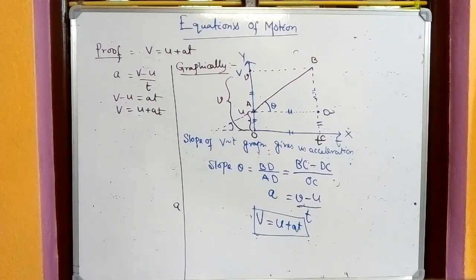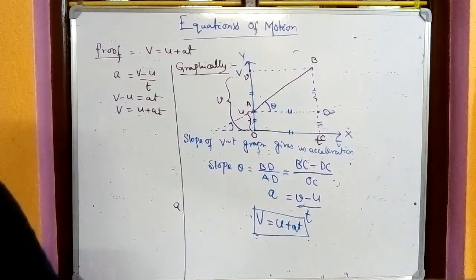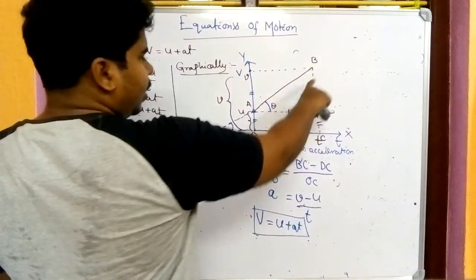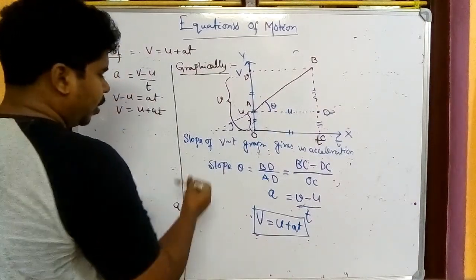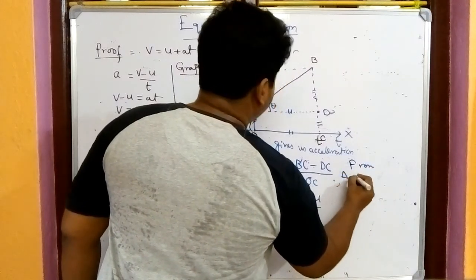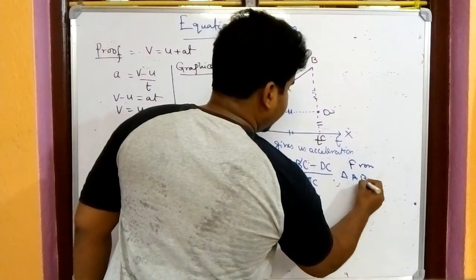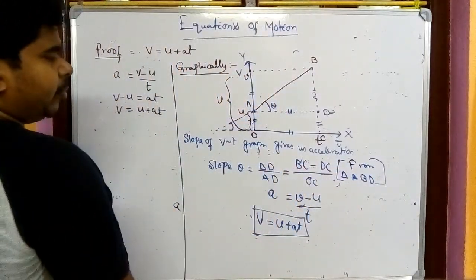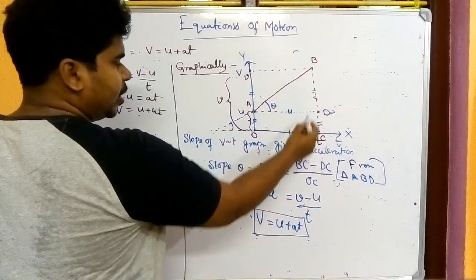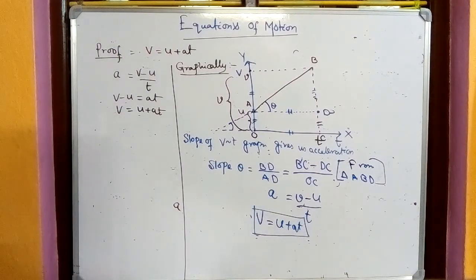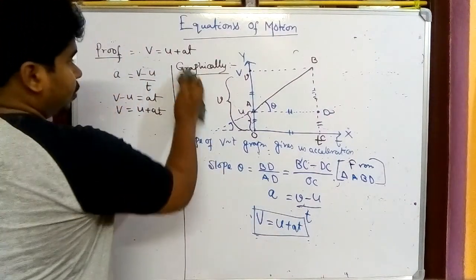Okay, so graphically we have shown where v equals u plus at has come from. Pause the video, write it down, and then we will go for the next. I think it is clear enough. What have we done? We have taken the triangle ABD. From triangle ABD, we have taken BD by AD, and BD means BC minus DC, by OC, and then we have put in the values. So it is graphically proved. Then we will go for the next equation.